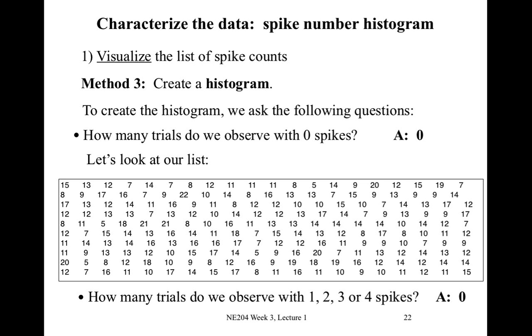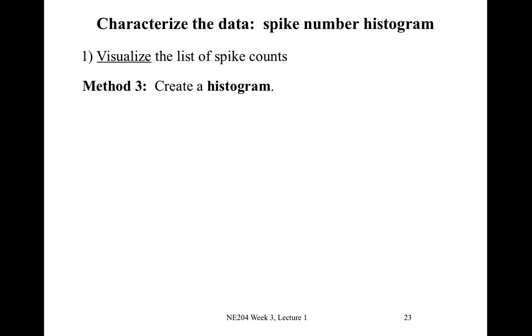So we've asked 5 questions so far. How many trials have no spikes? None. How many trials have 1 spike? None. 2 spikes? None. 3 spikes? None. And 4 spikes? None. And we can see this by visually inspecting our list of data. All right, let's keep going.